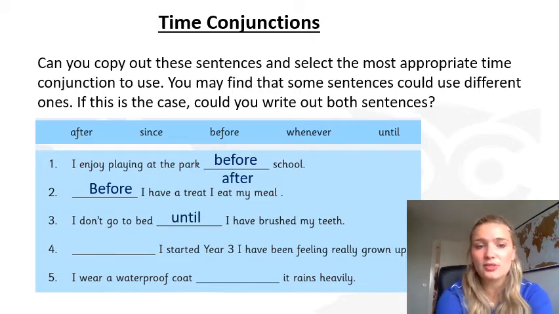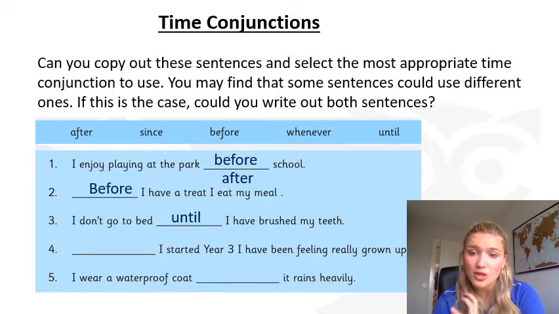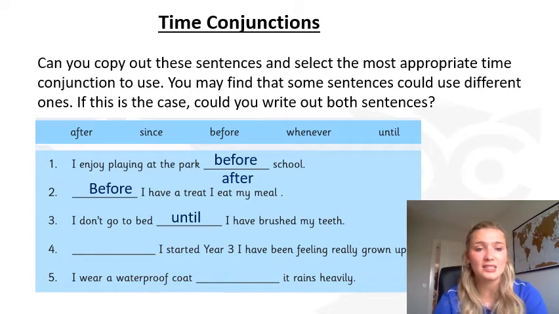Next one, I don't go to bed until I have brushed my teeth. So you need to make sure that before you go to bed, you brush your teeth. So you cannot go to bed until I have brushed my teeth. You could have also put that at the start and said, until I have brushed my teeth, I don't go to bed. So you can see how we can use it at different points.